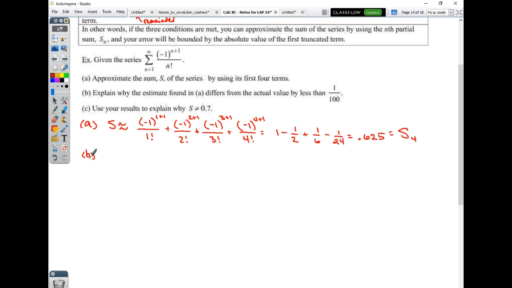B is where things get interesting. So S of 4 says that I know that my partial sum is 0.625. B says that I can apparently prove that 0.625 is less than 1/100th off from the real answer.